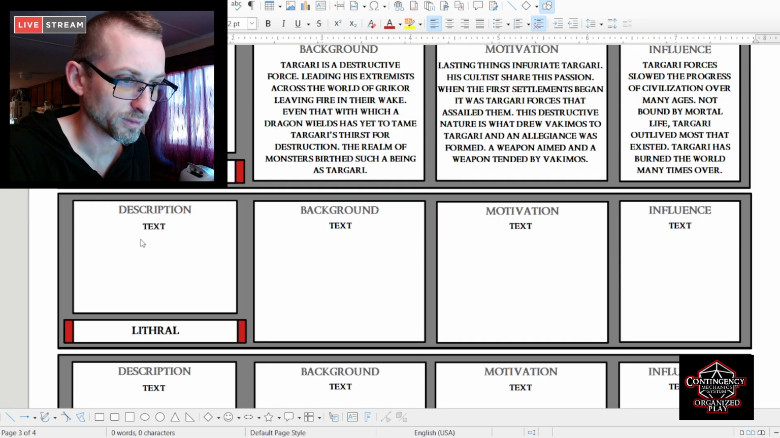Now, Lithral is sort of like a necromancer.